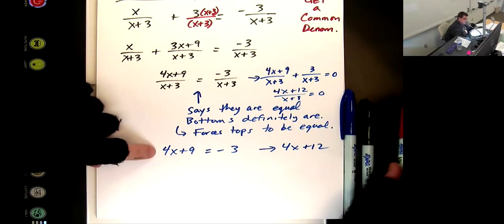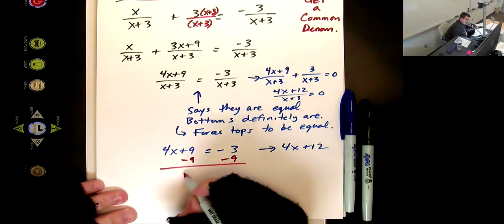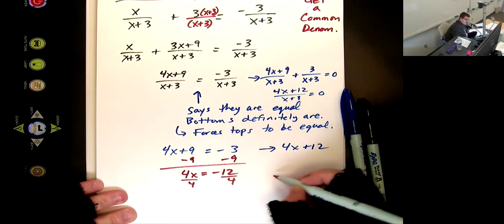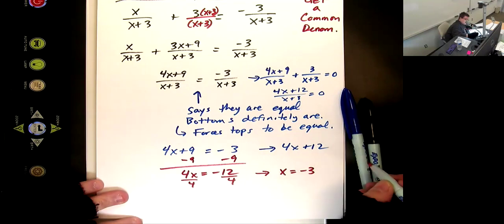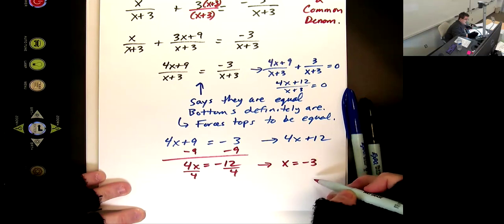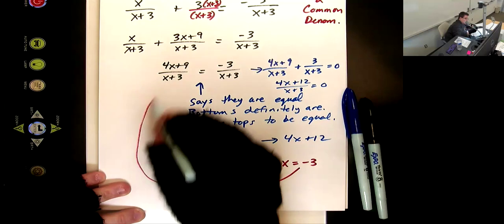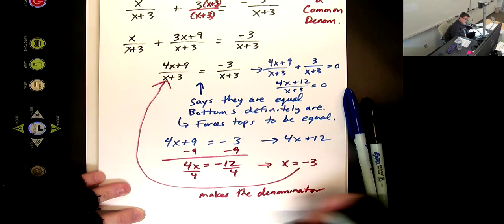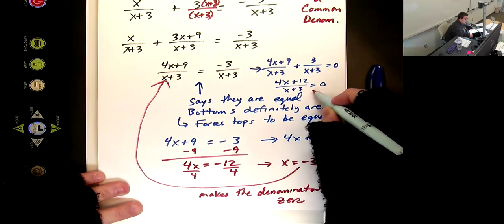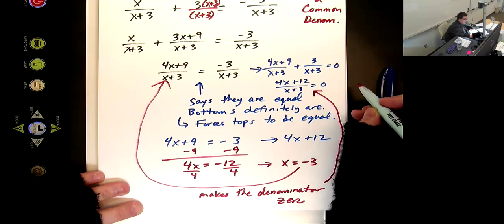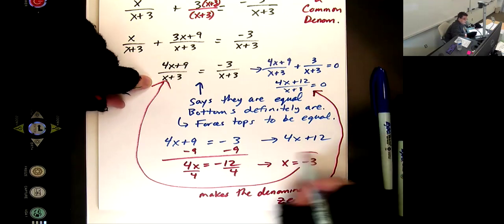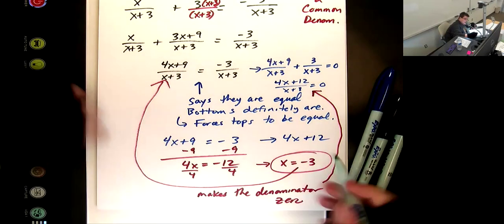I would, starting here, subtract 9. Divide by 4. And I get x equals -3. But there's a problem with that. What if the denominator is 0? It makes the denominator 0. So if you're looking at that right here, in the simplest form, I plug it in up here, this makes the denominator 0, which means I can't use it. Let's cross that off. So there's no solution.